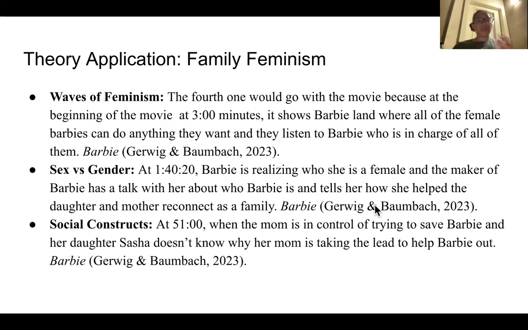And then for family feminism, I did the fourth wave because at the beginning of the movie it shows Barbie Land, where all the female Barbies can do anything they want, and it was all girl power, not guy power. For sex versus gender, I used Barbie realizing at the end of the movie that instead of wanting to be Barbie, she wanted to be a real human again, and so she went and talked to the maker of Barbie. And then for social constructs, the mom is in control of trying to save Barbie, and her daughter Sasha doesn't know why her mom is taking the lead to help her out.